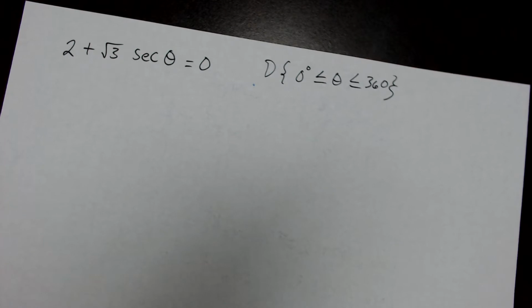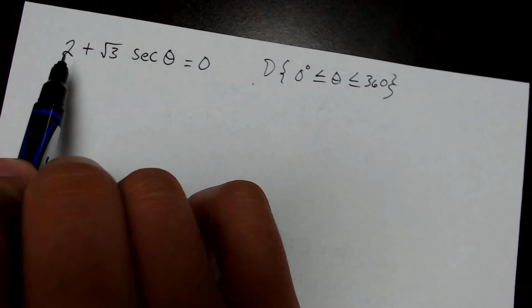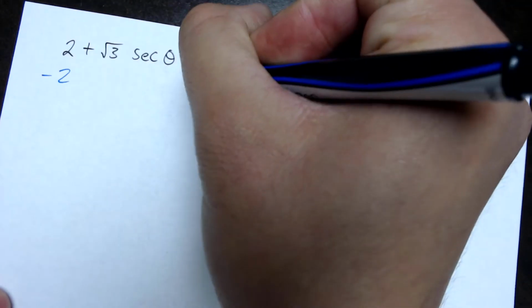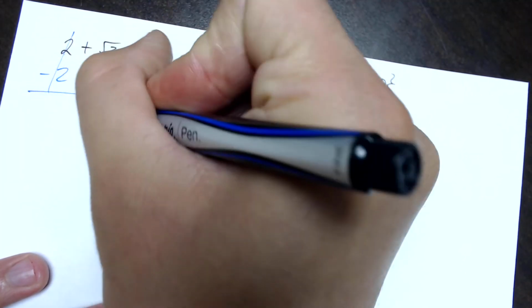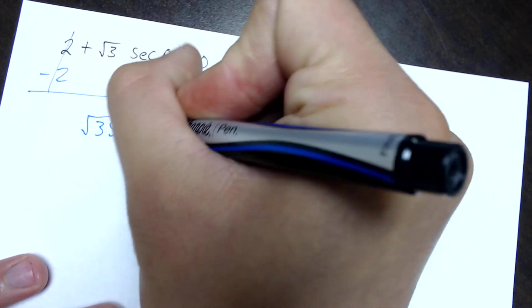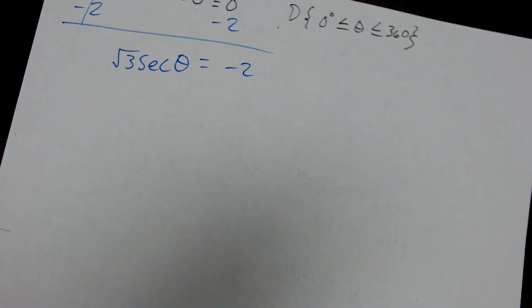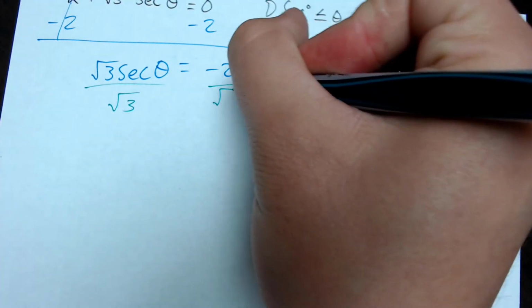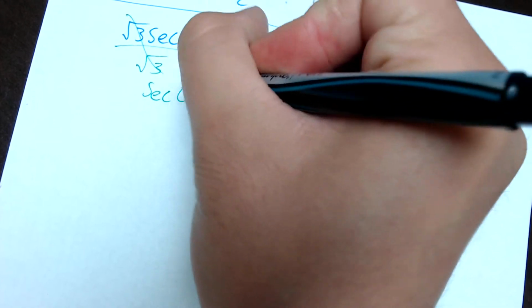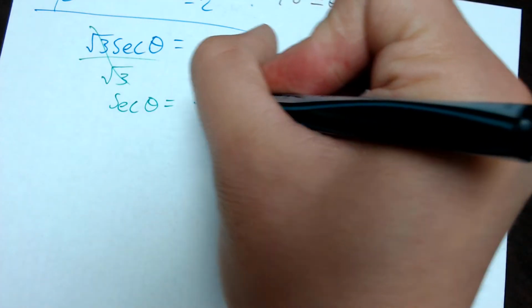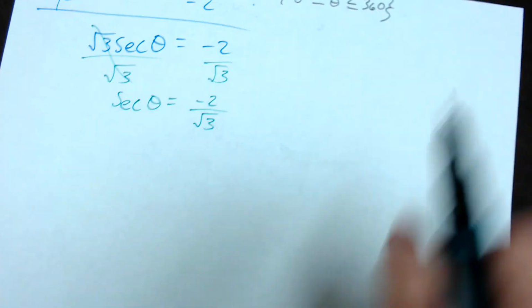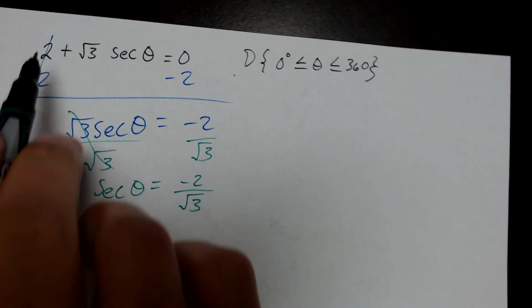So let's go ahead and use some rules of algebra. First thing, I'm going to use PEMDAS backwards, so I'm going to move this whole number 2 by subtracting on each side. Cancels. So now I have root 3 times the secant of theta equals negative 2. Next, I'm going to get rid of the square root of 3 through division. So divide each side by root 3. That cancels. So now what I have is the secant of theta equals negative 2 over square root of 3. Again, just using algebra to rewrite this.